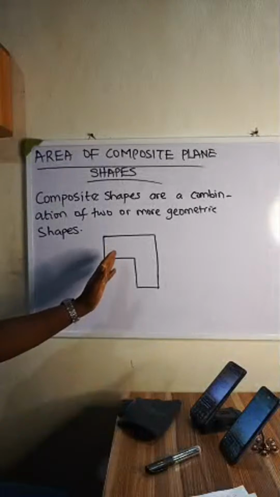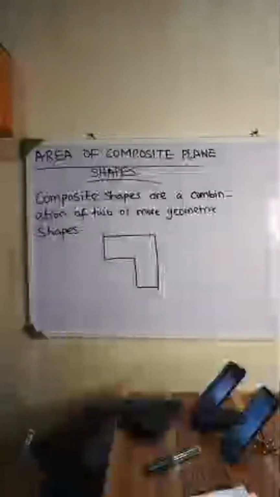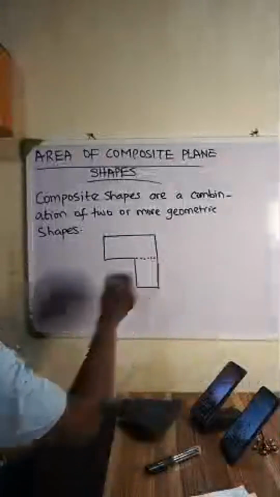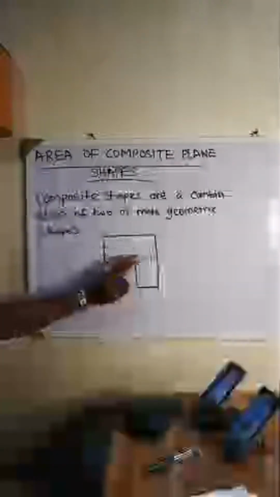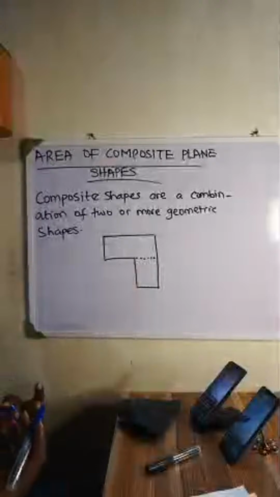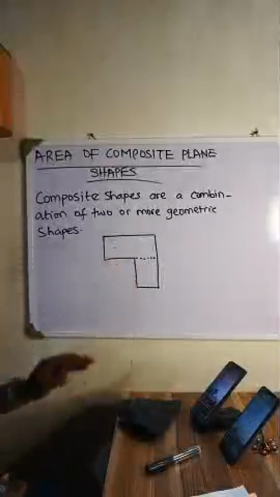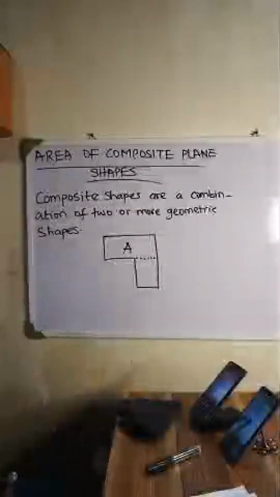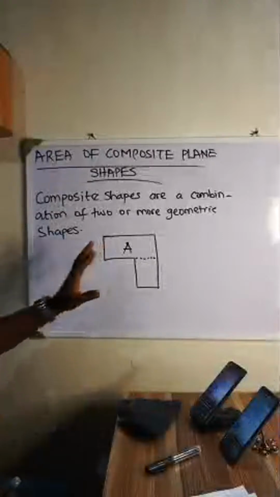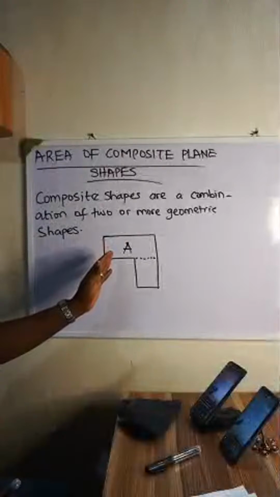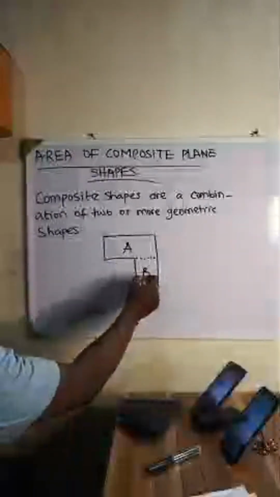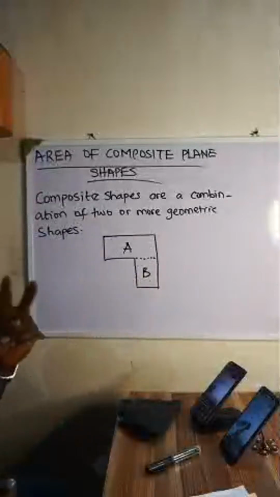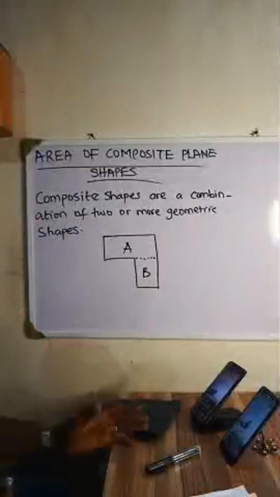But we can break down this shape into two geometric shapes. We can either decide to break it down this way. If we break it down this way, we now have two geometric shapes, two identifiable shapes. So you can say, okay, this shape, shape A, is a rectangle. We know this shape. It is one of the regular geometric shapes. This is a rectangle, right? And this also looks like a rectangle, shape B. So this entire shape has been divided into two regular geometric shapes.